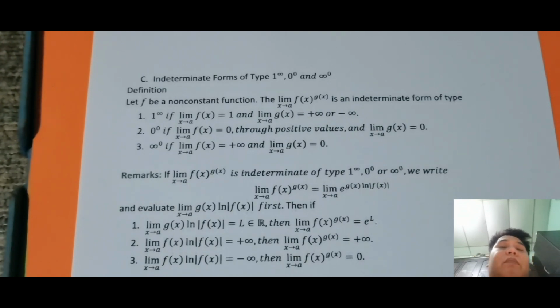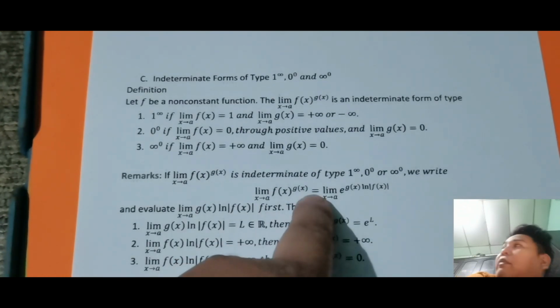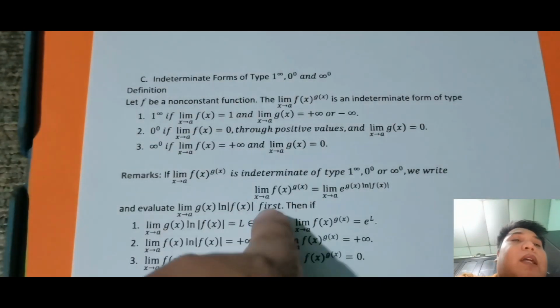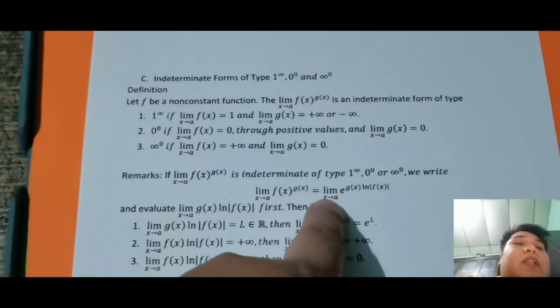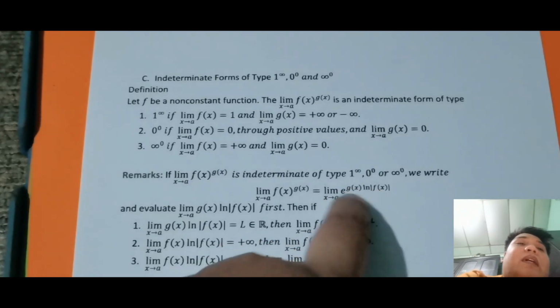So remark, if the limit of f of x raised to g of x as x approaches a is an indeterminate of type 1 raised to infinity, 0 raised to 0, or infinity raised to 0, we write the limit of f of x raised to g of x as x approaches a as ganito. So, ano nang gagawin mo guys? Ito yung pinaka-technique na gagawin natin guys. Tingnan nyo mabuti. Ang gagawin lang niya is yung f of x raised to g of x, ginawa niyang limit ng e raised to g of x ln of f of x as x approaches a.